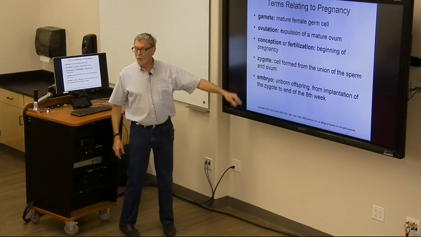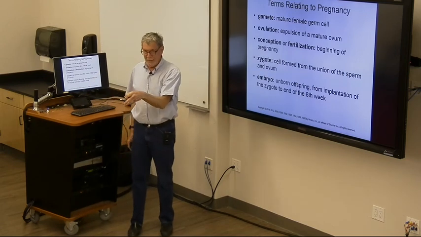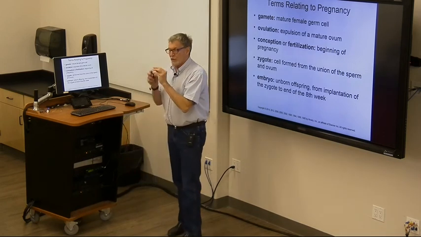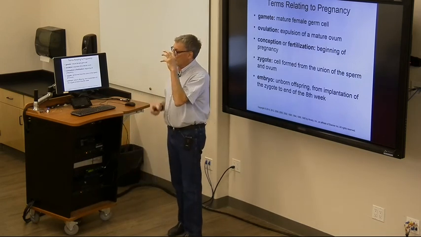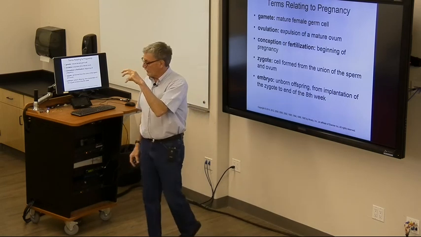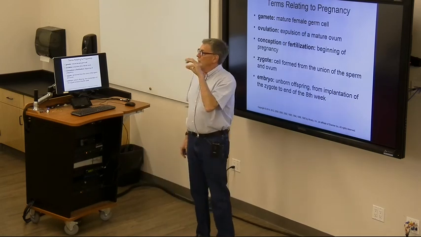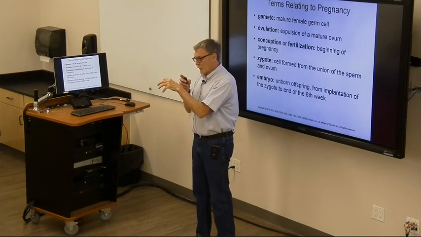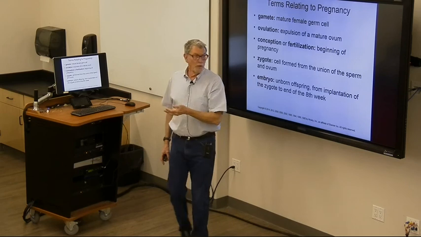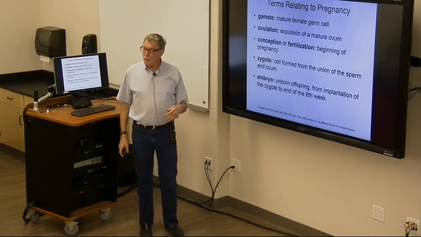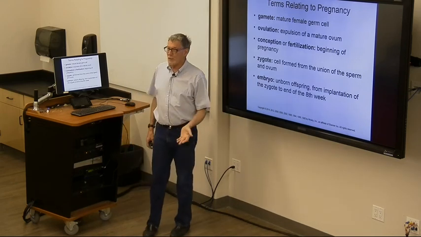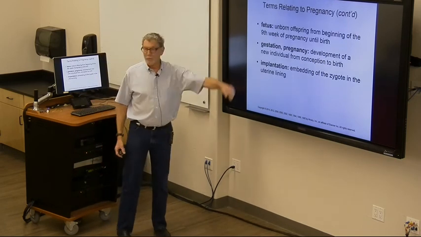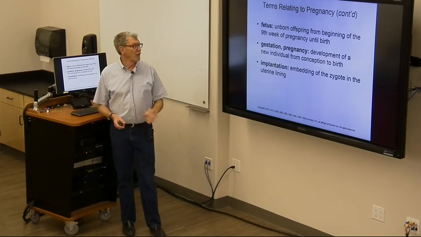An embryo: from the time the egg implants, it's not an egg by the time it implants, it has split and split and split, and it's a ball of cells called a morula, and has at least several hundred cells by then, if not more, and it implants and becomes an embryo. So for the first few weeks it's called an embryo, and then it becomes a fetus. Fetus is from the ninth week of pregnancy and onward.